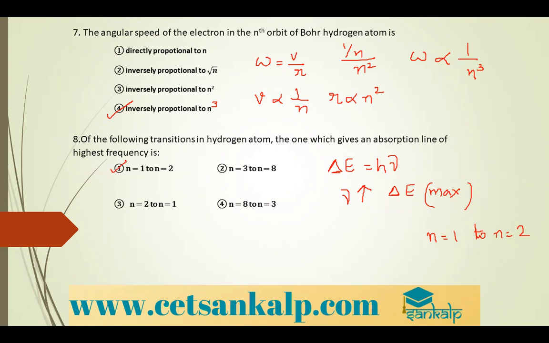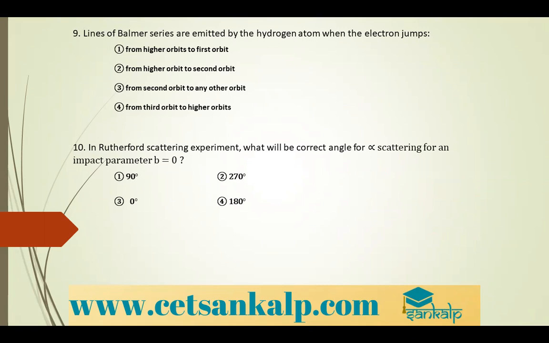Then, the lines of Balmer series are emitted by the hydrogen atom when the electron jumps from higher orbit to the second orbit. The first one is Lyman, next is Balmer, so the second orbit must be formed.